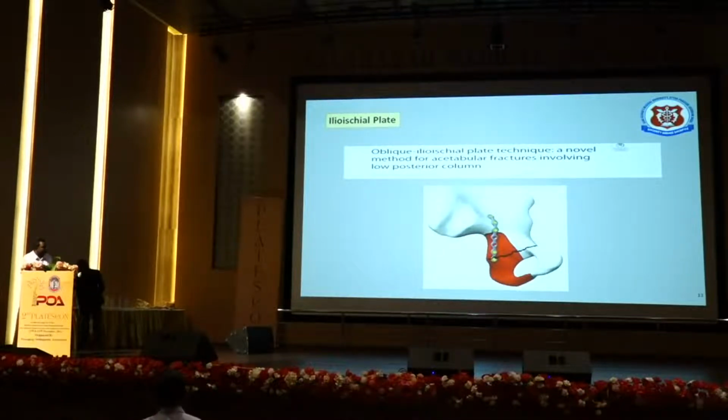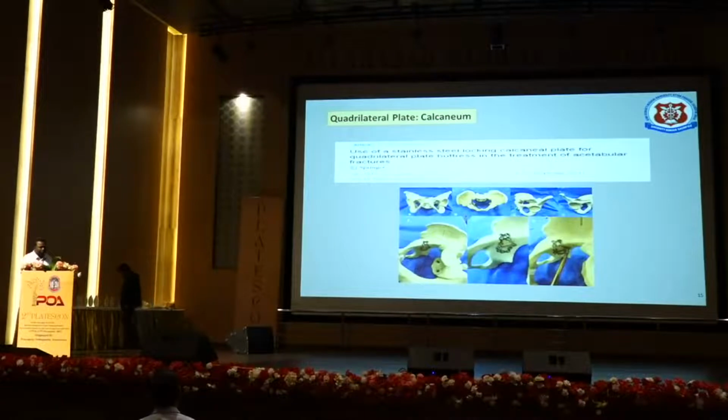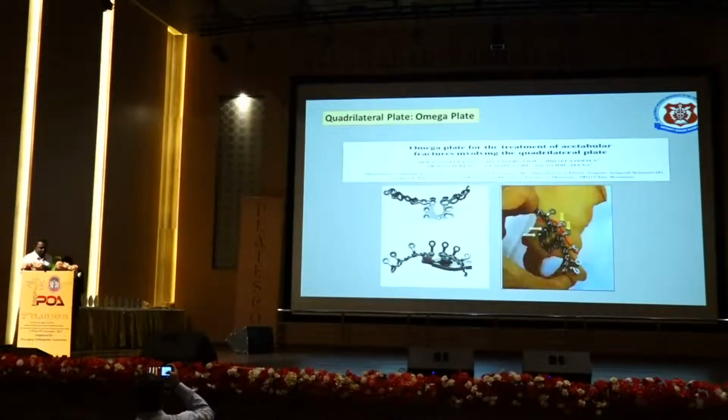We are now using this kind of fixation through the Stoppa approach. The posterior column fracture is fixed through the Stoppa approach with this ilioischial type of plate. These are specialized plates for the quadrilateral plate. This is the beam plate. This is the calcaneum locking plate, which can be used for quadrilateral plate fracture fixation. This is the omega plate, used for the quadrilateral plate fracture.